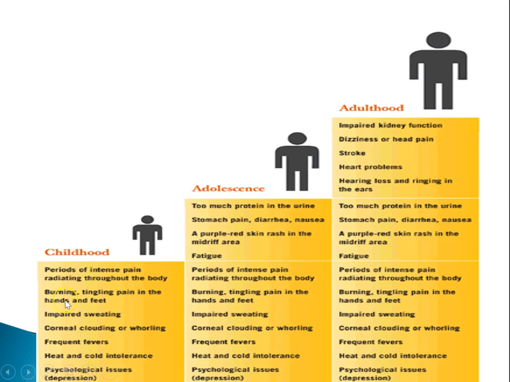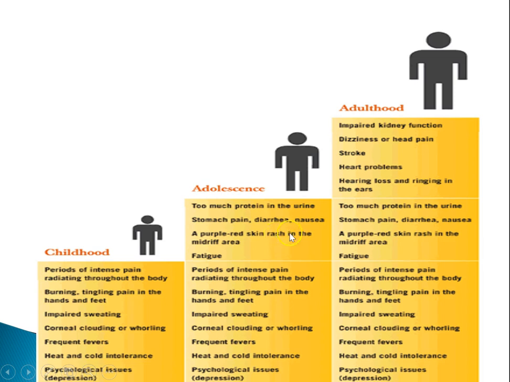So, in childhood, intense pain, burning and tingling, impaired sweating, corneal clouding of this whirling, frequent fevers, heat and cold intolerance. By adolescence, they start seeing protein in the urine. Again, this is one of the later kidney issues.